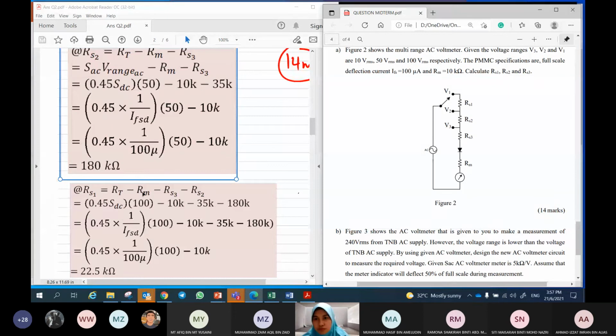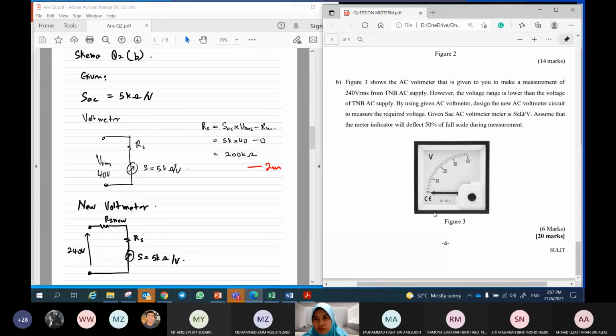Maybe the most challenging question in midterm test. Okay, figure 3 shows the AC voltmeter that is given. So this is AC voltmeter. It is given to you to make a measurement of 240 VRMS from the TMB AC supply. However, the voltage range is lower than the voltage of the TMB AC supply. Okay, why? Because this range is only 40, right? The highest is 40. So the range for this meter is 40, but we want to measure for 240 VRMS.